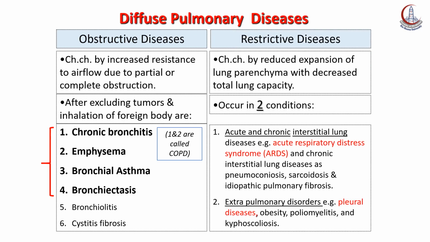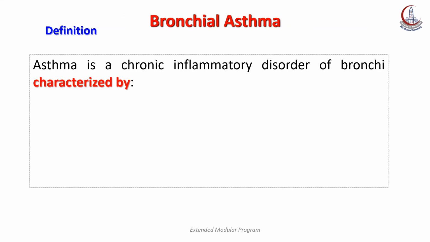The restrictive diseases, characterized by reduced expansion of lung parenchyma with decreased total lung capacity, occur in two conditions. The first one is the acute and chronic interstitial lung diseases like acute respiratory distress syndrome and chronic interstitial lung diseases. The second condition is the extrapulmonary disorders like pleural diseases, obesity, poliomyelitis, and kyphoscoliosis.